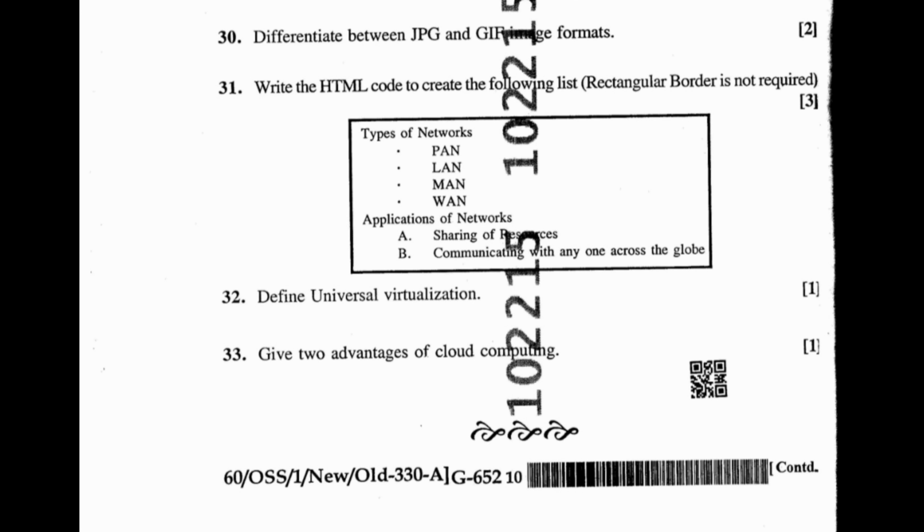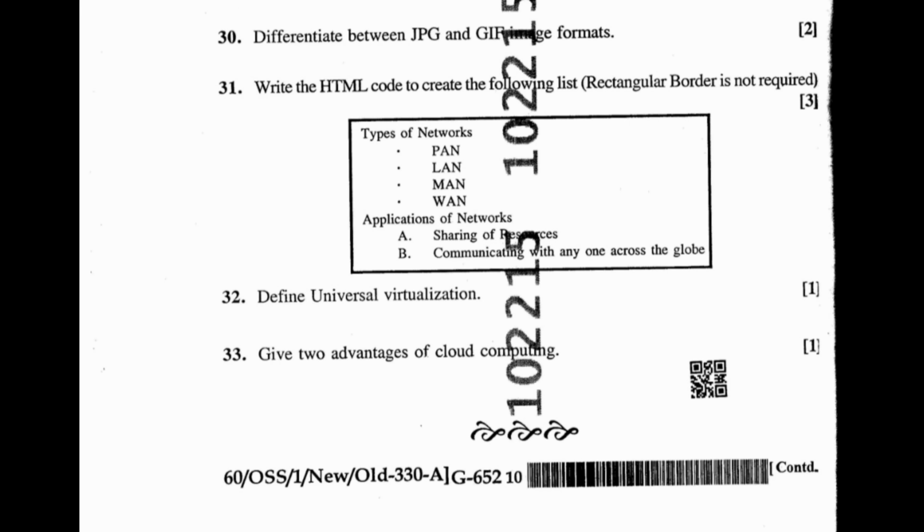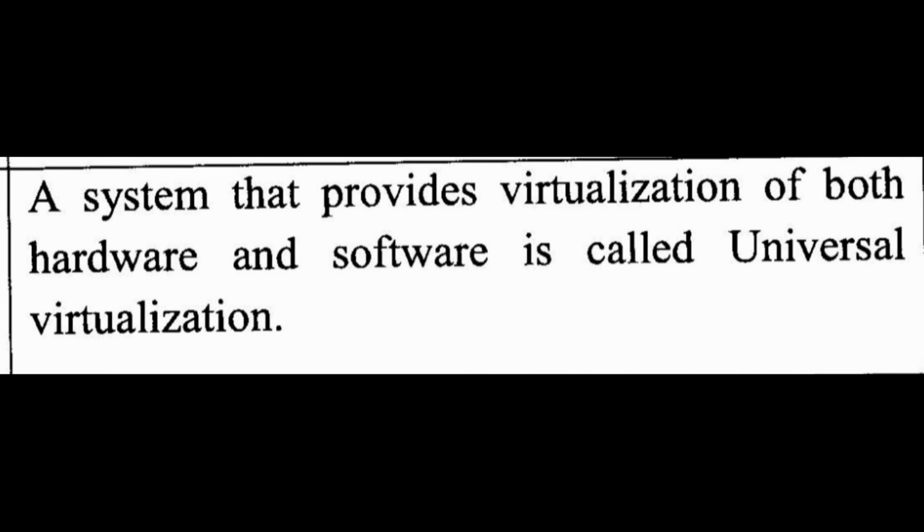Question 31. Write the HTML code to create the following list. Rectangular border is not required. Answer is given here. Pause the video and see the answer. Question 32. Define universal virtualization. Answer: a system that provides virtualization of both hardware and software is called universal virtualization.